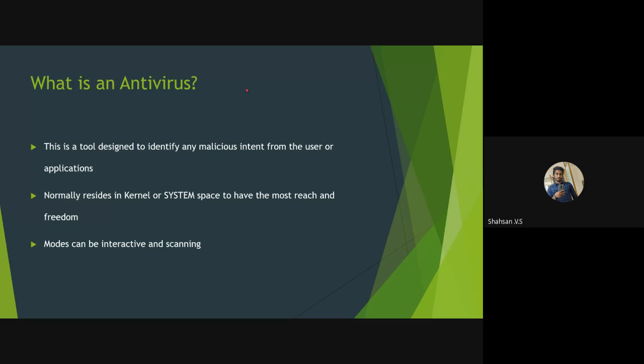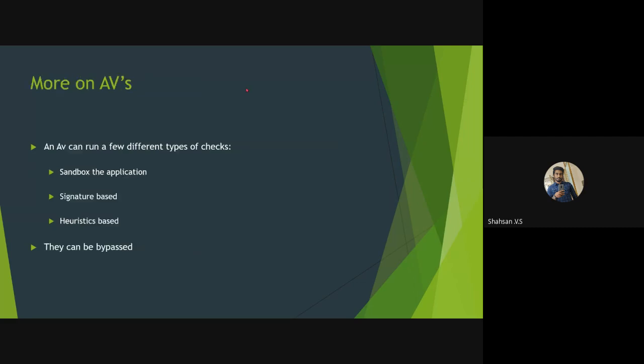Usually antivirus has two modes, that is interactive mode as well as scanning mode. In interactive mode they run in the background and keep checking the processes, like if we install something, then they come into action. Scanning mode is where we can manually scan the system at the time that we want.